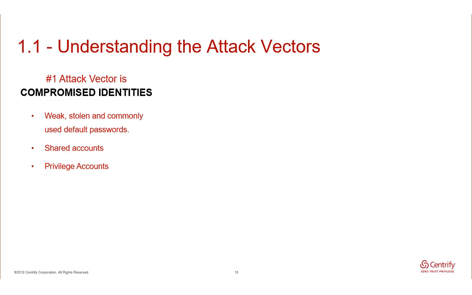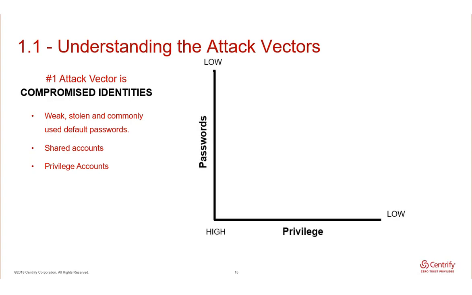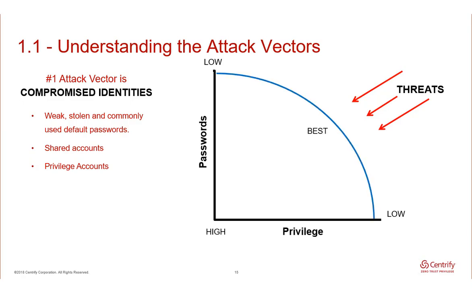As mentioned before, the more passwords we have, the higher the risk. Additionally, the more privilege a user identity has to the network resources elevates that risk as well. So let's take a look at this diagram. As you can see, the closer we come to the intersection point of passwords and privilege, the higher our risk. As threats are introduced, we want to make sure that our identities and our privilege are as far out as possible. The closer we get to the center, the worse we can become, and the higher the risk.